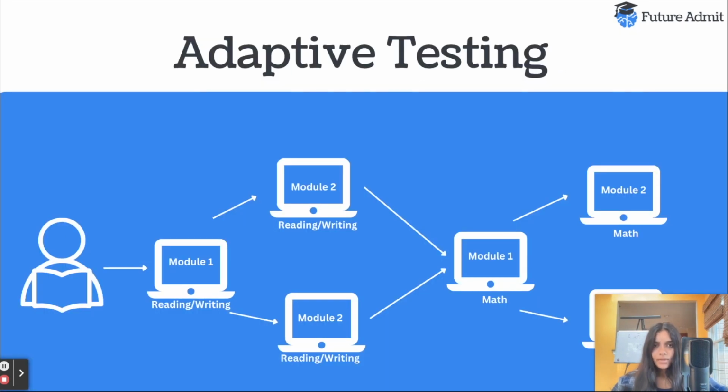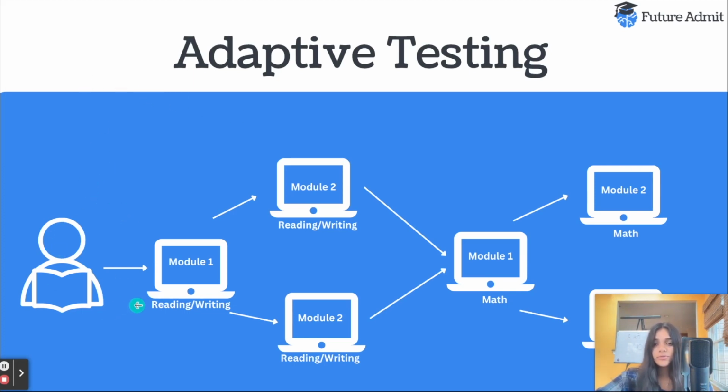So the biggest difference between the paper and the new digital SAT is this concept of adaptive testing. So, like I said, they merged the reading and writing section basically into one section, and the math also into one section, right? So you have your reading and writing and you have your math. Now, they split it up into basically 2 modules. So this is what it would look like for you on test day.